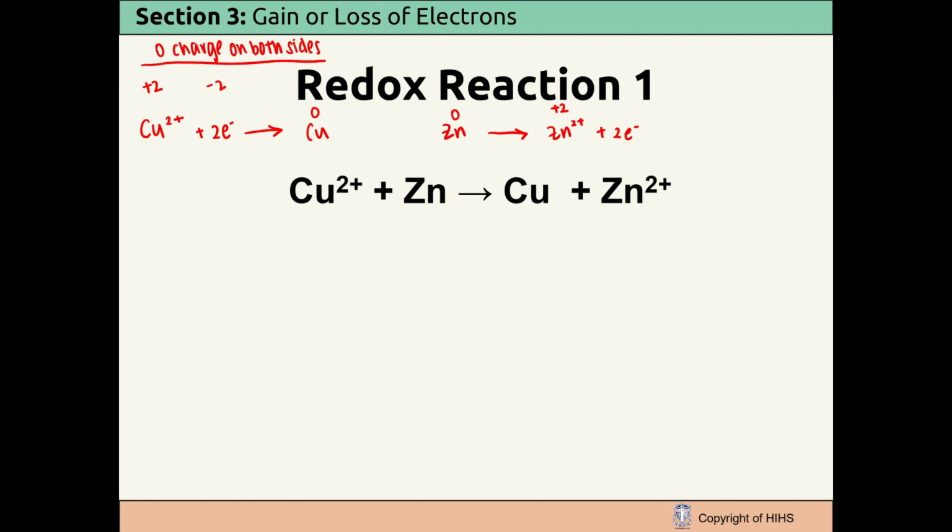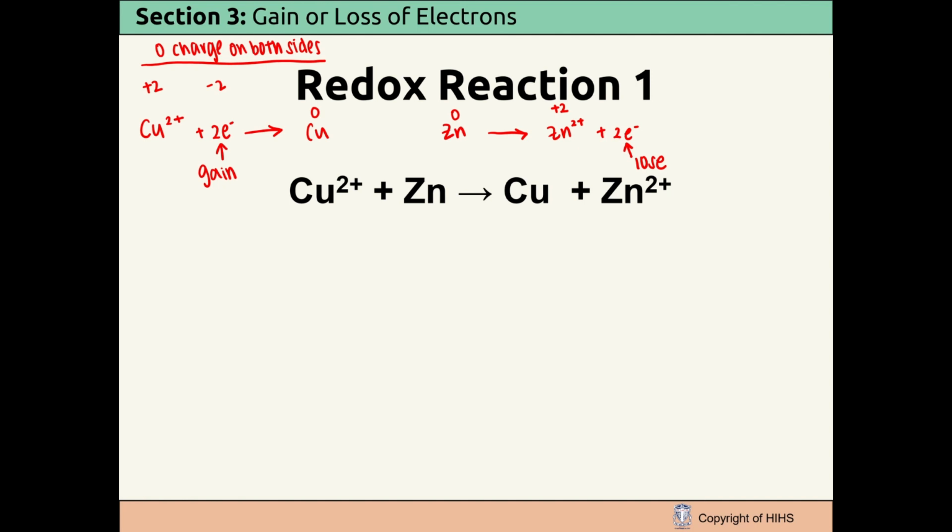Over here, you focus on the copper. If you have electron on the left, your copper 2 ion is actually gaining electron. They gain the electron to become a 0 charge copper. Then over here, your zinc actually loses electron. It loses its electron to become a zinc 2 plus ion. So on the left is a gain of electron, on the right is a loss of electron, depending on where your electrons are.